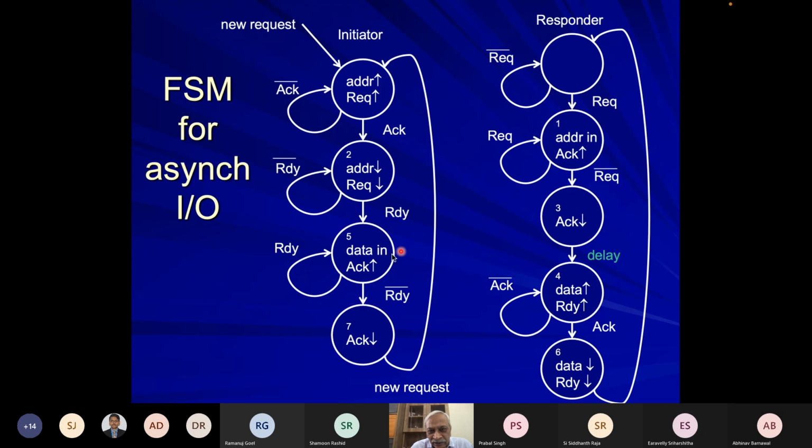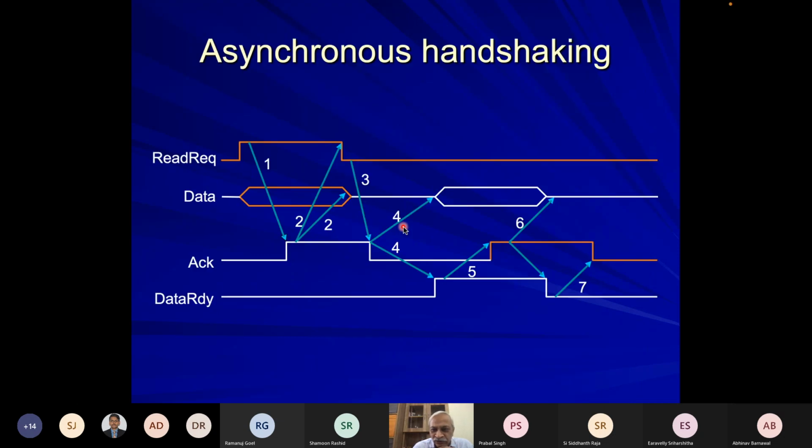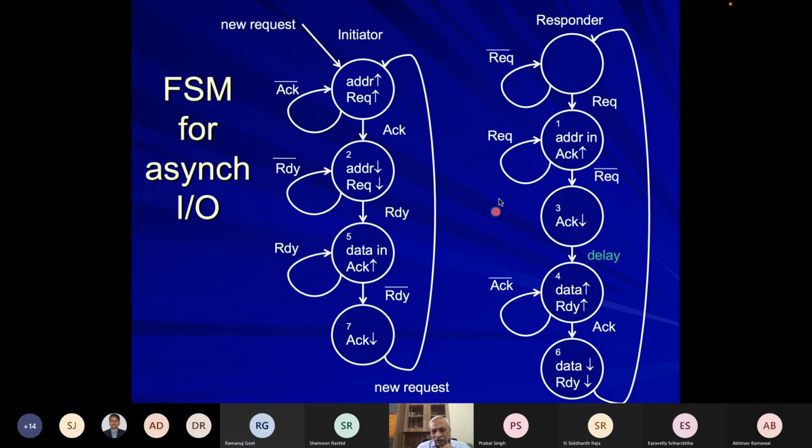Actually, one could say that it has to wait for two conditions here: ready to become one, and acknowledgement to become zero. So you could combine these two, this going down and this going to one. Both these are essential before the master can do this next activity. So one could have two different states, or maybe here itself you could have a combined composite condition.